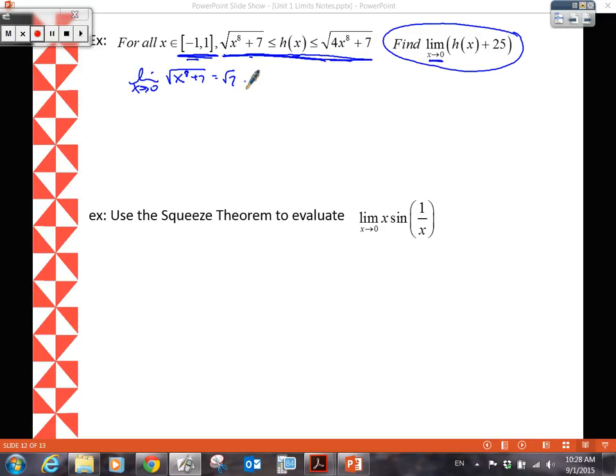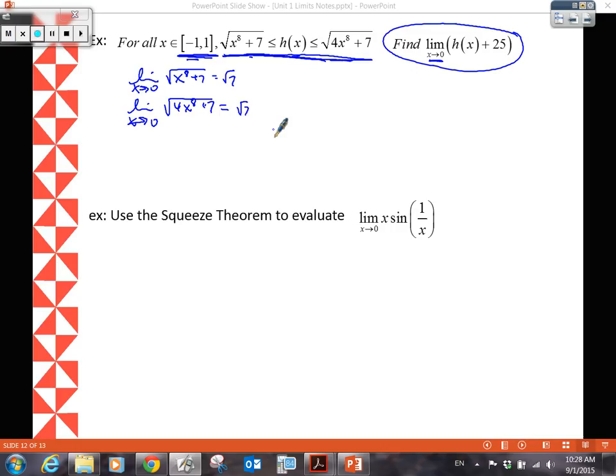Now I'm going to take the limit of this right side, going to 0. So the limit as x goes to 0 of the square root of 4x to the 8th plus 7. I substitute a 0 in, I solve my limit, and I get the square root of 7. Since the smaller function tends to square root of 7, and the larger function tends to square root of 7, then by the squeeze theorem the middle function is going to tend to square root of 7 at x equals 0. And that's how we use the squeeze theorem.